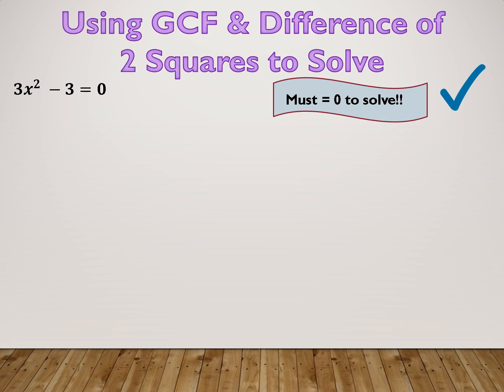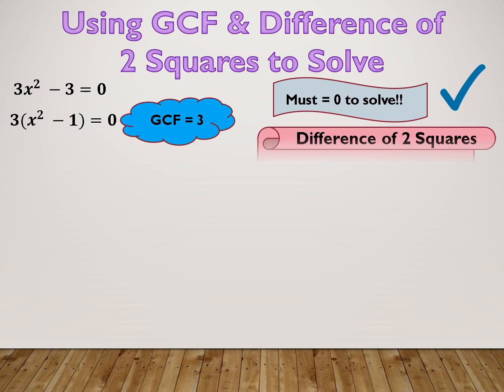So I look and I say, okay, well, they both don't have an X, so I can't factor out an X. But what's the biggest number that goes into 3 and 3? Well, that would be 3. So I'm going to factor out a 3. And that leaves me with x squared minus 1 on the inside. So let's look and see, can I factor that inside further?